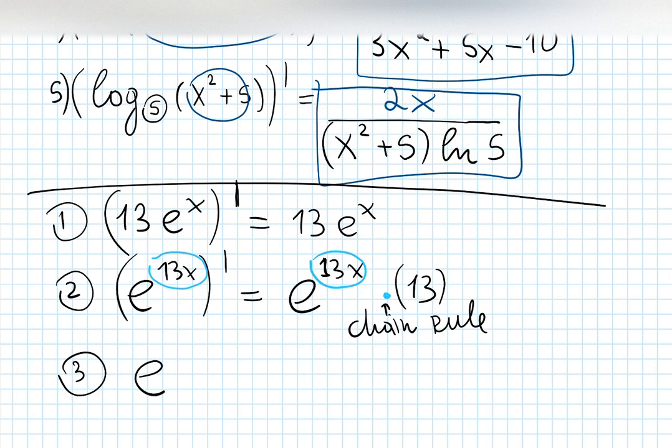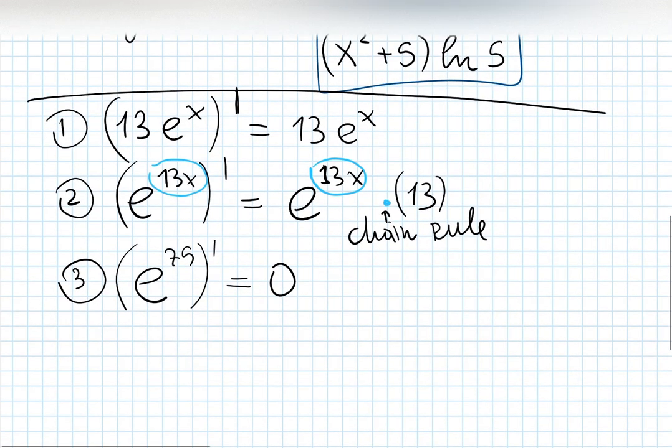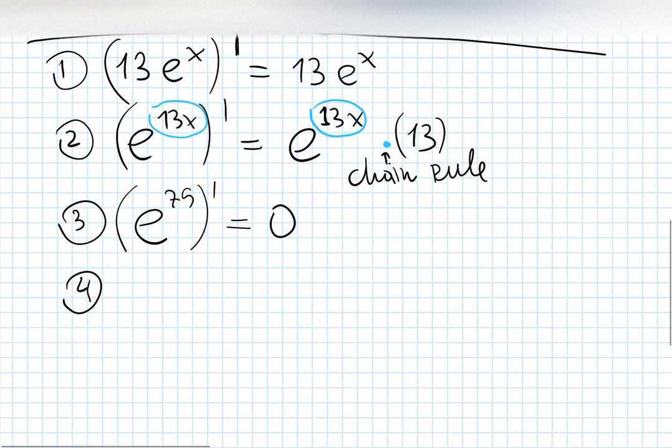How about the derivative of e to the 75? 0. Did you guys get it? 0? Good. It's a number. 2.7 something something raised to the 75, so it's multiplied by itself 75 times. Not too bad. Okay, good. Because it's a constant.